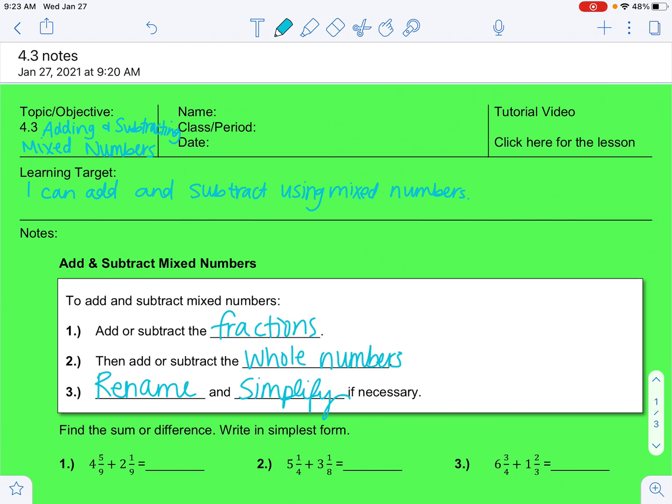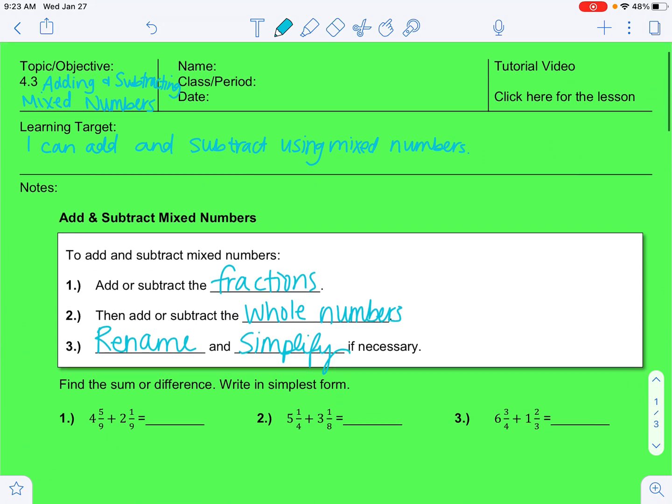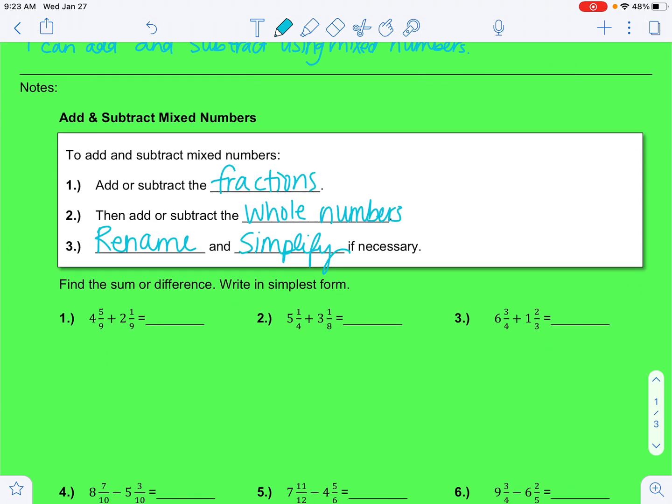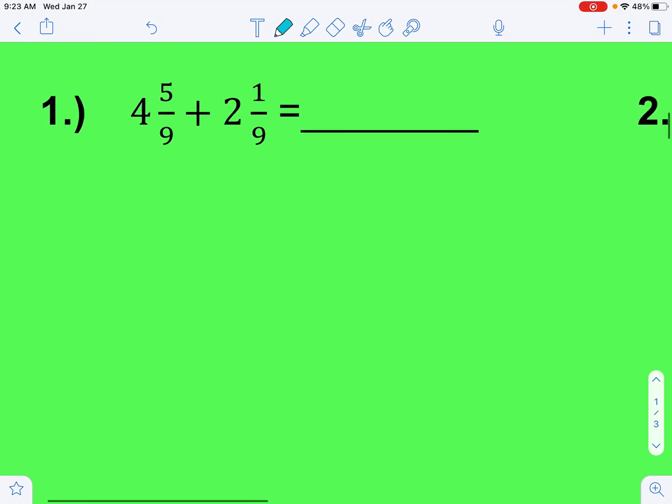Alright, so to add and subtract mixed numbers, the first thing that we want to do is add or subtract the fractions, and then add or subtract the whole numbers, and lastly rename and simplify if necessary. Alright, so let's go ahead and get started. Starting with number 1, we need to find the sum or difference and then write in simplest form.